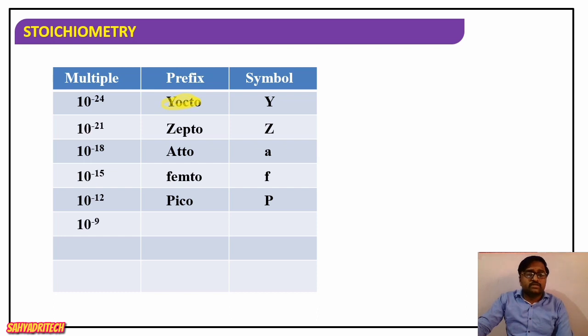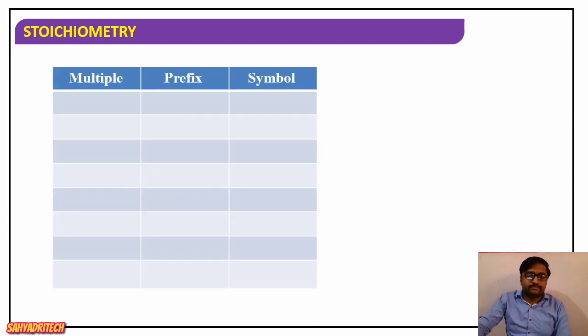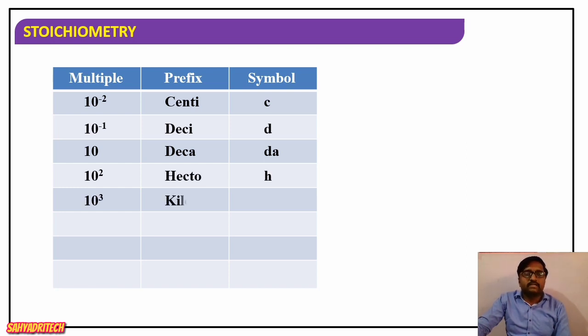The next one, 10 raised to minus 9, is the prefix nano, symbol n. 10 raised to minus 6 is micro, and mu is the symbol. 10 raised to minus 3 is milli, symbol m. 10 to minus 2 is centi, symbol c. 10 to minus 1 is deci, symbol d. Then deca, symbol da. 10 to 2 is hecto, symbol h. 10 to 3 is kilo, symbol k. 10 to 6 is mega, symbol M. 10 to 9 is giga, symbol G. 10 to 12 is tera, symbol T.